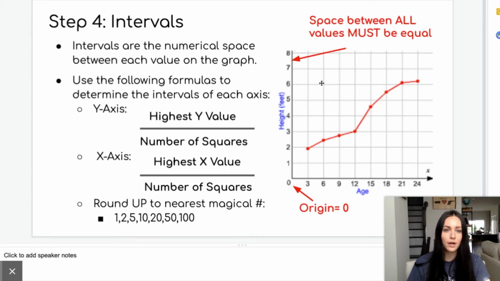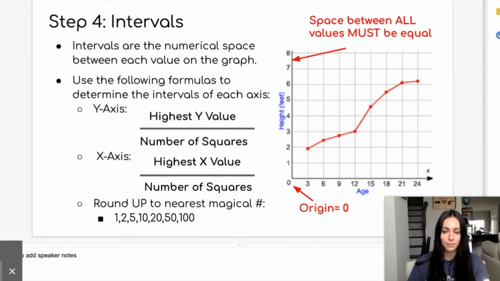If you remember, I said that the spaces between all values must be equal. So that means if we determine that our interval is 3, even from 0 to the first value must be equal to 3. One mistake that we see often is that people will start at 1 here and then begin their interval. Please make sure that even from 0 to your first value also accurately represents your interval.